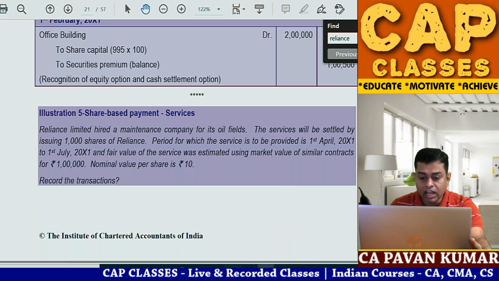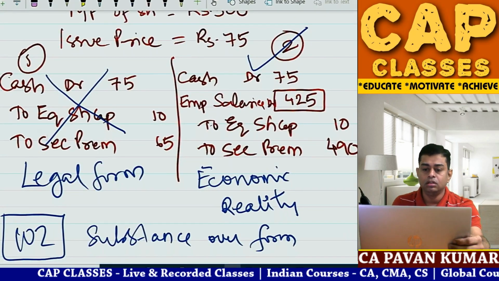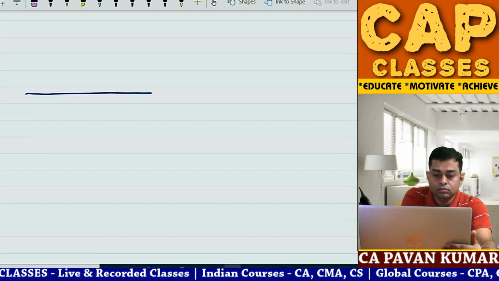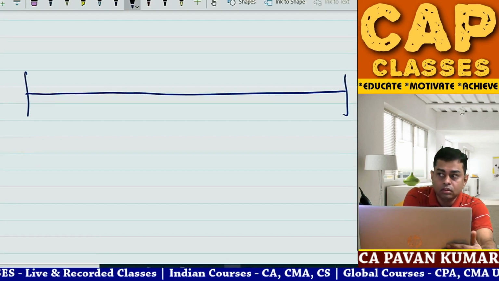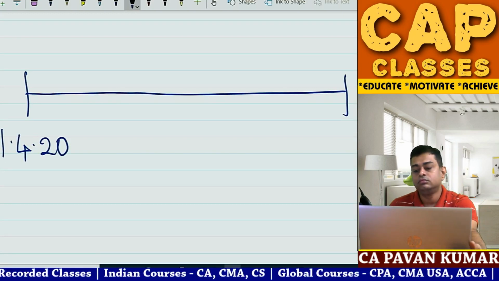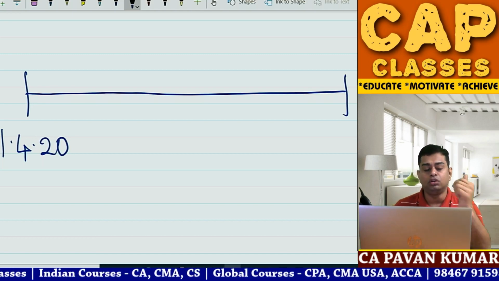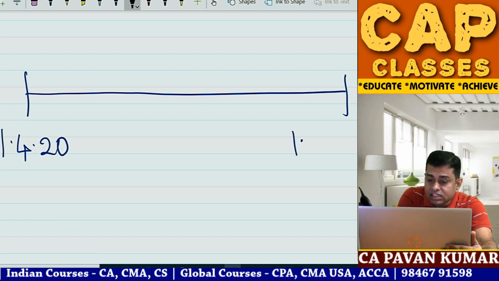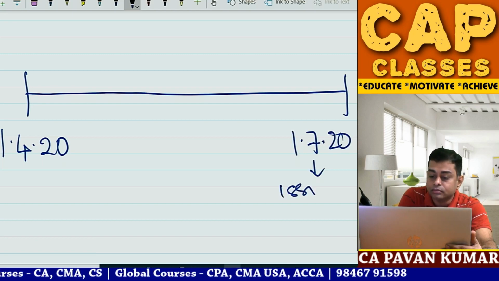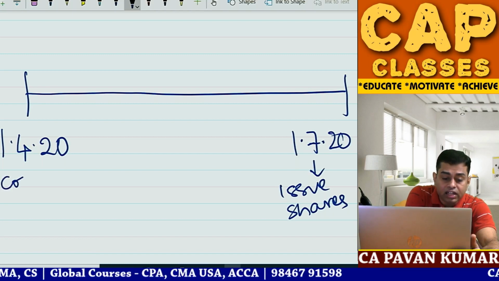But guys, look here. You are entering into the contract on 1/4/2011, and the contract is for 3 months: April, May, June. In July, 1/7/2011, you will issue shares. So today the contract is entered into.